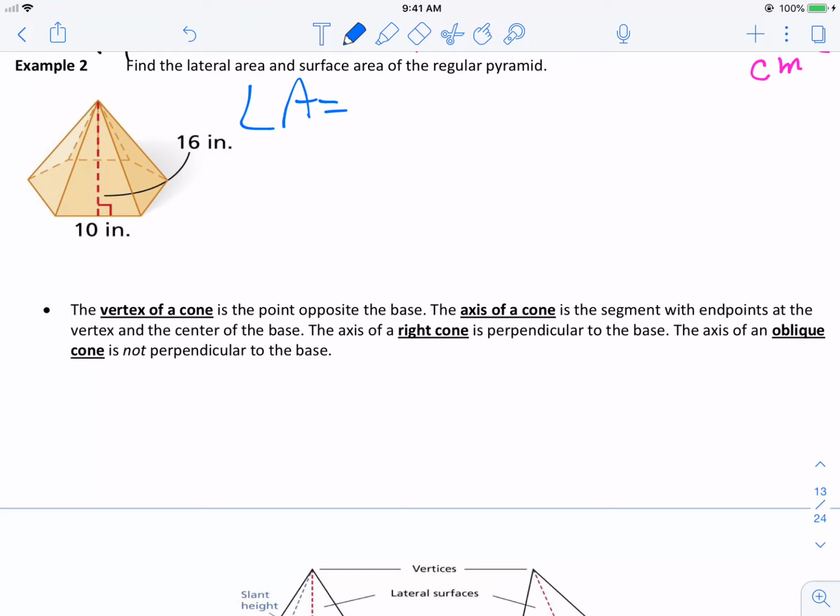Lateral area in a pyramid is 1/2 the perimeter of the base times the slant height. So in this case, our perimeter is 10 times 6, because it's a hexagon, or 60 inches. And we'll multiply by the given slant height of 16. So we can work this out. Half of 16 is 8. 8 times 60, we get 480 square inches.